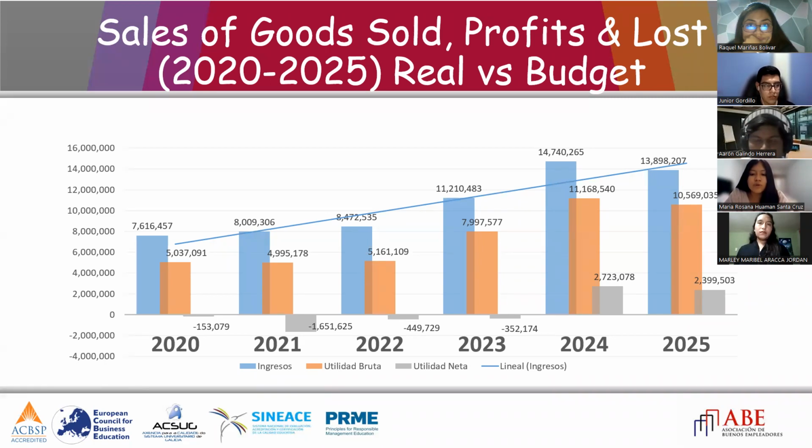In relation to gross profit, positive figures were obtained for the most part. Finally, regarding the net income, negative figures were obtained during the first 4 years. However, in 2024 and 2025, this benefit was positive and with a great scope. Next.